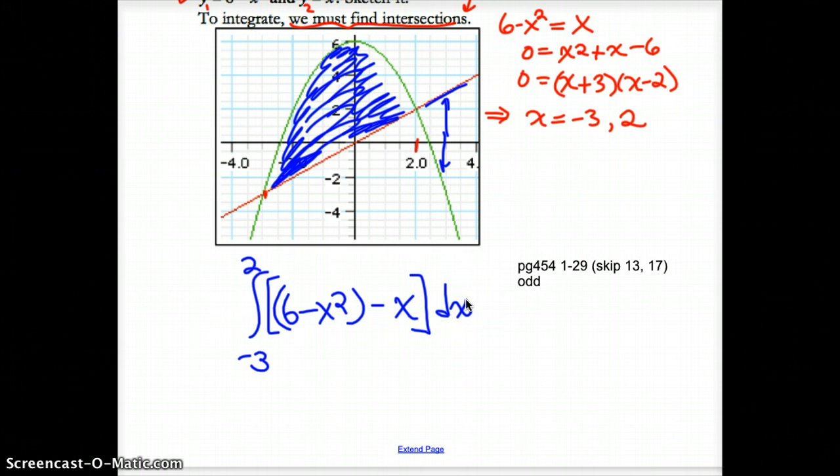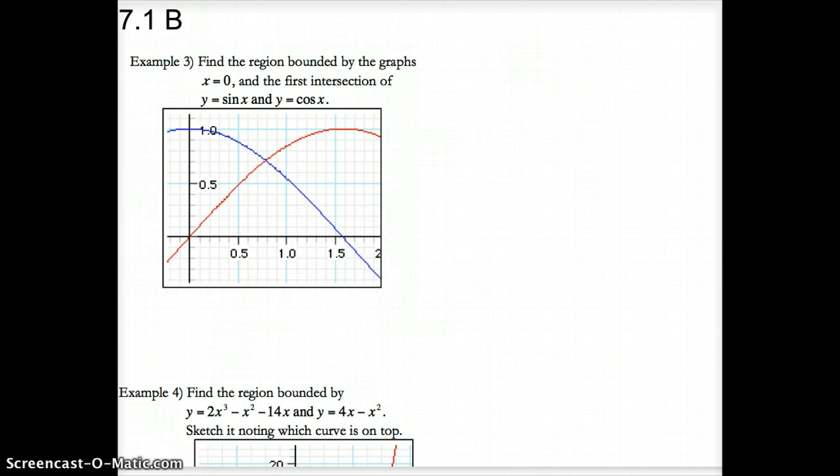and this is what I need to integrate. And you could, again, if you had your graphing calculator, you would math 9. I am confident that you also know how to do that by hand, so we are going to move on to the next problem. Example 3 on the next page.